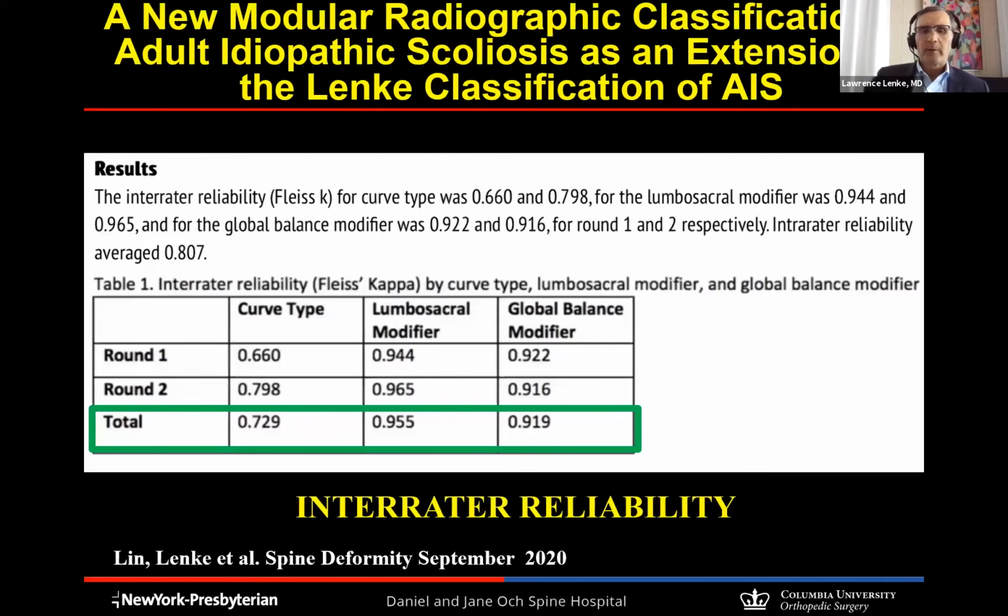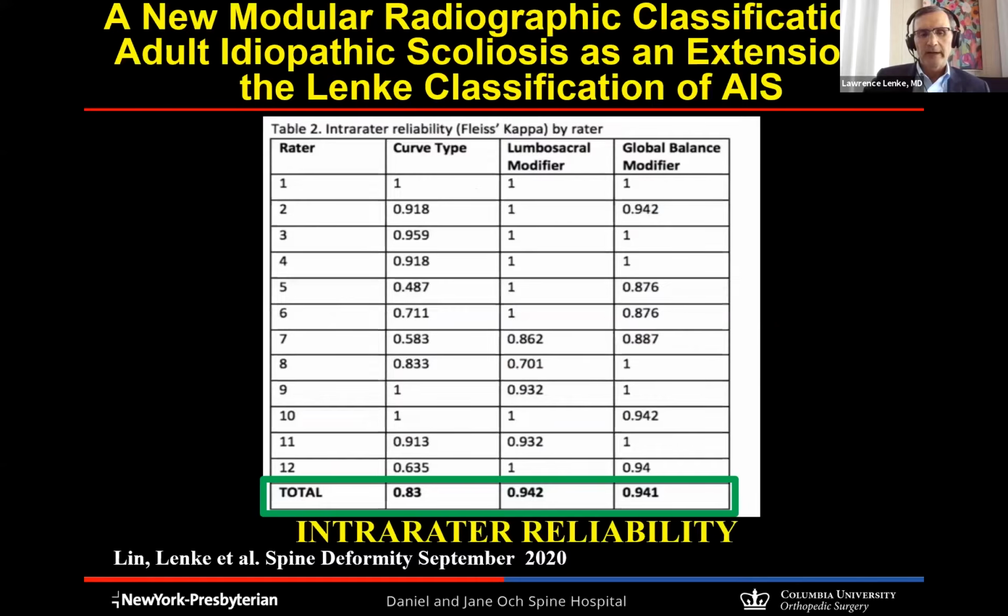So in the system before publication, we did inter- and intra-rater reliability from the residents, fellows, and attendings. We had excellent inter-rater reliability as well as intra-rater reliability of these components. Again, these are pre-measured x-rays, so kind of the best case scenario. But with a little bit of practice, the system is pretty easy to learn and understand.